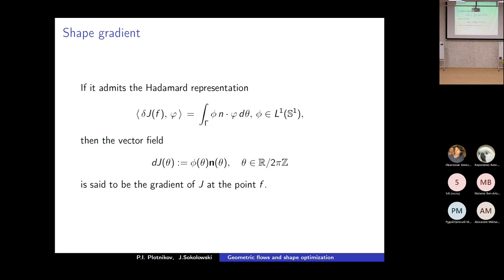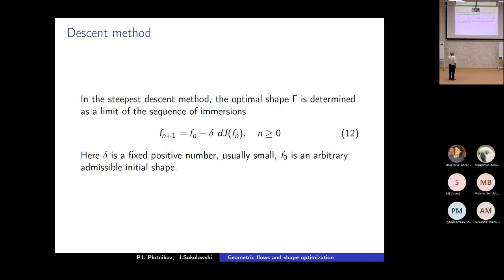But we deal with a very nice case, and the differential, the gradient of J, is just this vector, phi times n. By geometry, it has some geometric meaning that the gradient should be directed along the normal, because the tangent direction is motion of gamma along itself, so it is simply zero. Calculation of this fact is not a real problem. The steepest descent method is defined this way, where delta is some kind of step, a small parameter which is at our disposal, and F0 is the initial configuration.